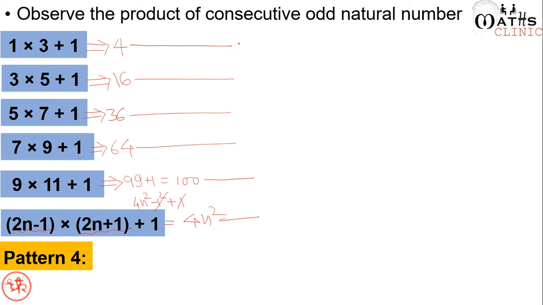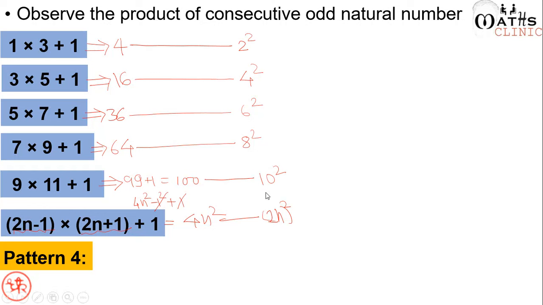4 is 2 square, 16 is 4 square, 36 is 6 square, 64 is 8 square, 100 is 10 square, and this is 4n square, it is a 2n square. Is that clear? So, what is it? Product of two consecutive odd numbers plus 1 is equal to square of even number between them.